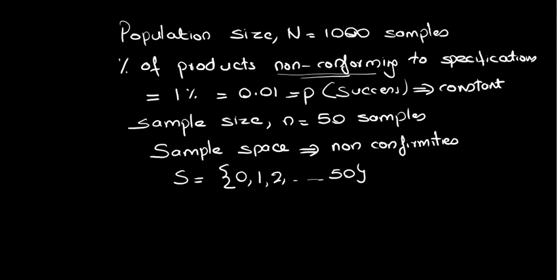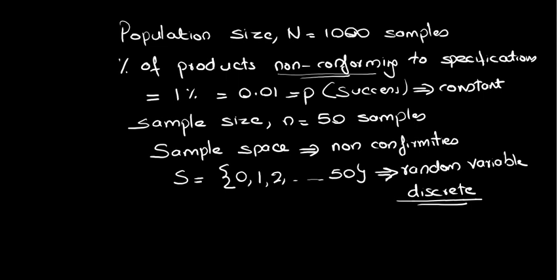Okay, so that is the meaning of this, and this corresponds to my random variable. You can see that this is a discrete random variable because it can take only integer values. So my sample space is 0 to 50. So there are 51 numbers possible, right? I hope it is clear. So the sample space is nothing but your non-conformities.